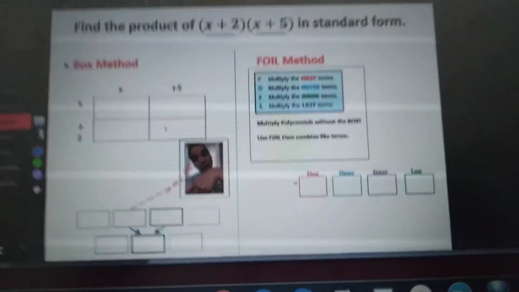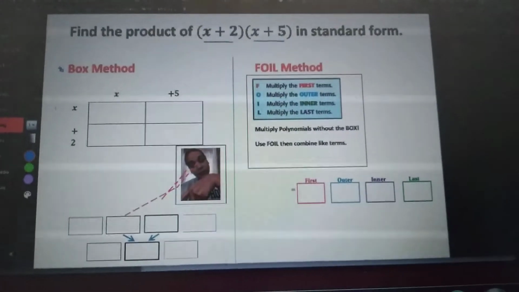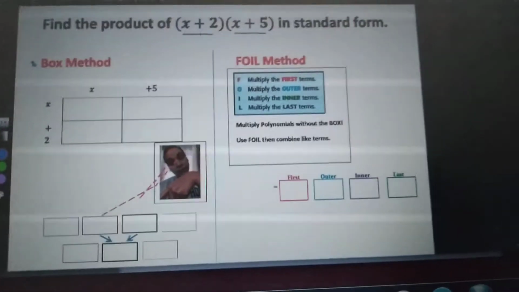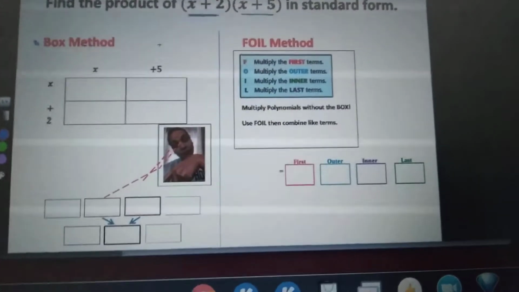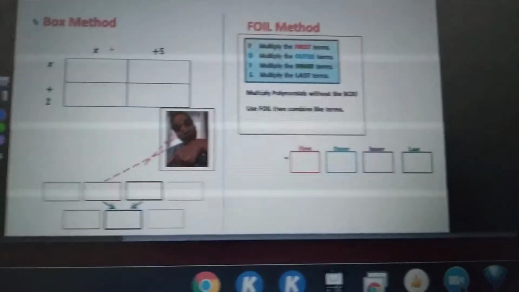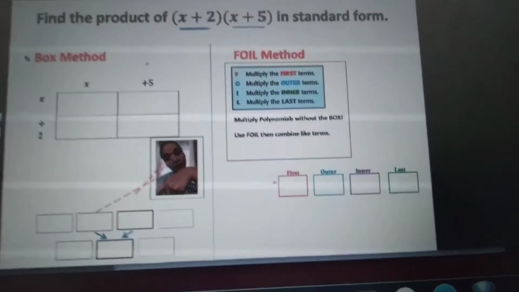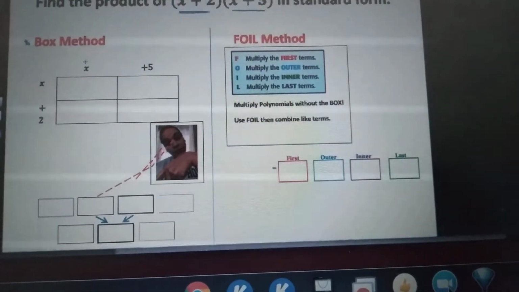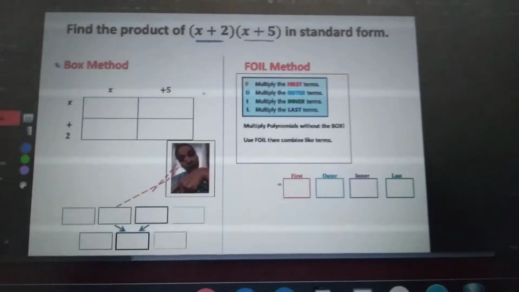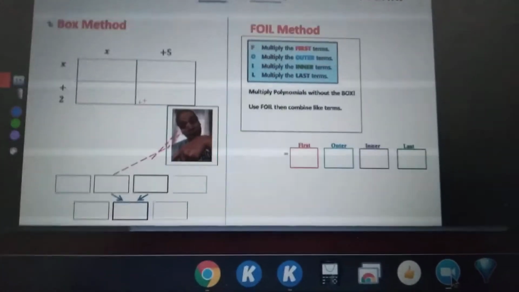Everybody good? On the sides of the boxes, I have x plus 2. That's this binomial right here. Everybody see it? On the top, I'm going to have x plus 5. That's my other binomial. Everybody understand? Now we're going to find the area of each of these boxes.